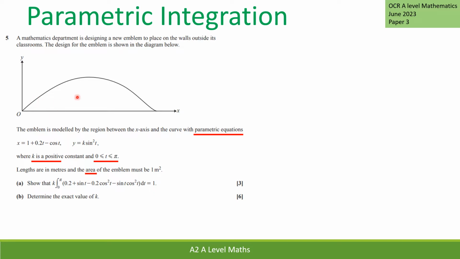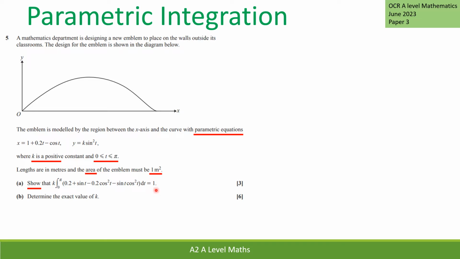So that is, the area under this curve is equal to 1. And you have got to show this expression: k times the integral between pi and 0 of 0.2 plus sine t minus 0.2 cos squared t minus sine t cos squared t dt is equal to 1. Now you can see obviously it's going to be equal to 1 because the area is equal to 1.